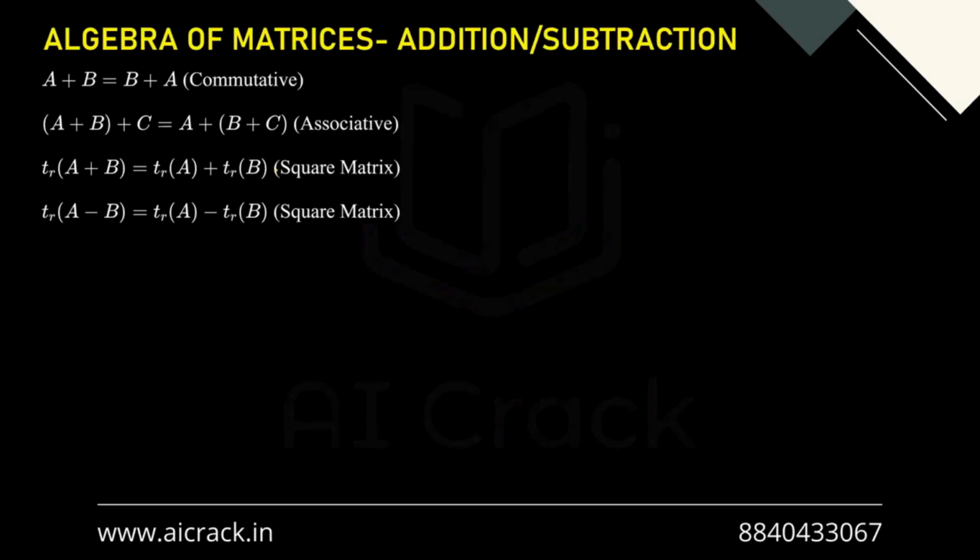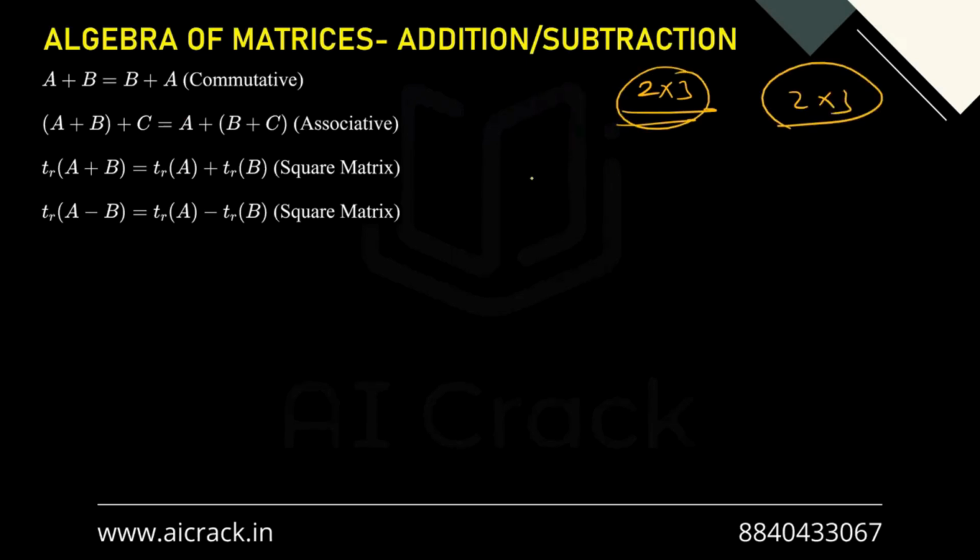Now let's look at some properties of addition and subtraction in case of matrices. So A plus B equals B plus A. In all these cases, the order has to be the same. Before studying any property of addition or subtraction of matrices, we should understand that we can add or subtract only when the order is the same. If the order is different, we cannot do anything. So if I'm adding a matrix of 2 cross 3 with a matrix of 3 cross 2, we cannot do it. We can add a 2 cross 3 matrix only with a 2 cross 3 matrix.